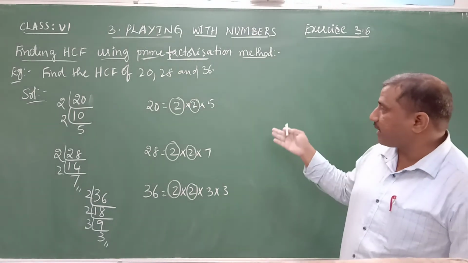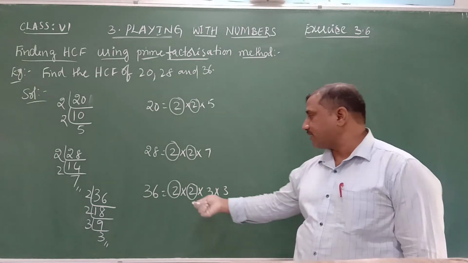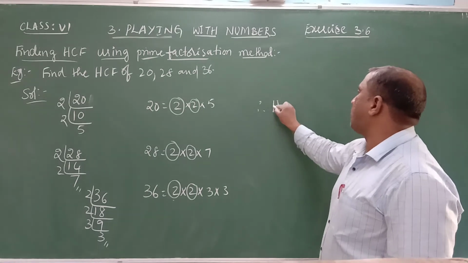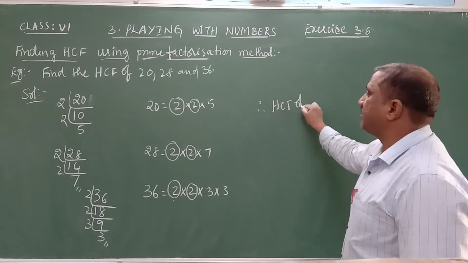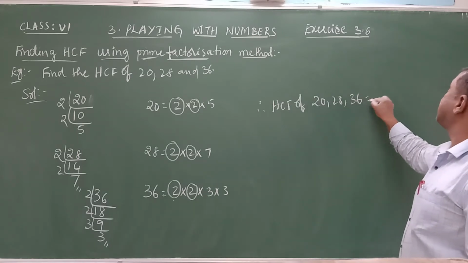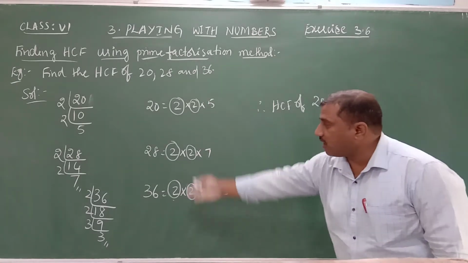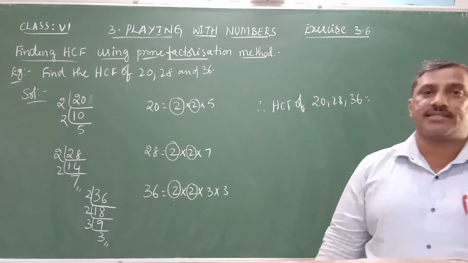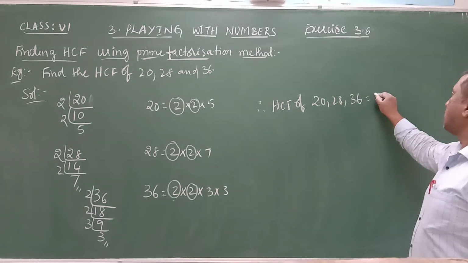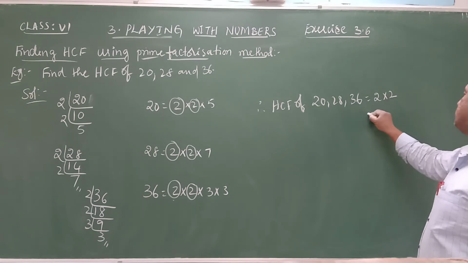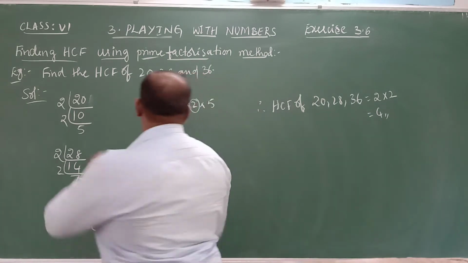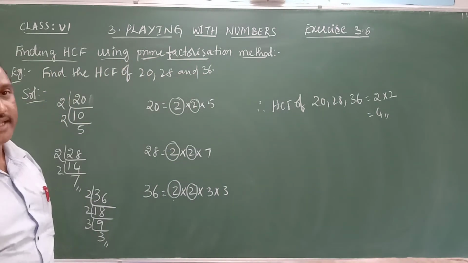Now what are the common prime factors? That is 2 into 2. Therefore the HCF of 20, 28 and 36 is equal to the product of all the common prime factors. The product of all the common prime factors, that is 2 into 2, which is equal to 4. So 4 is the HCF of 20, 28 and 36.